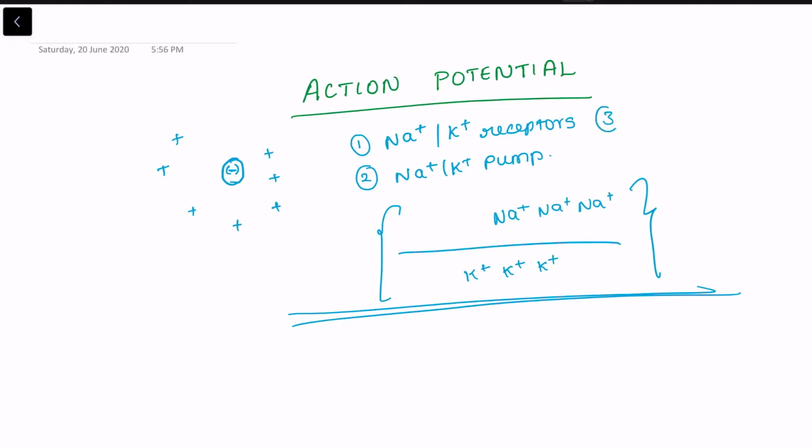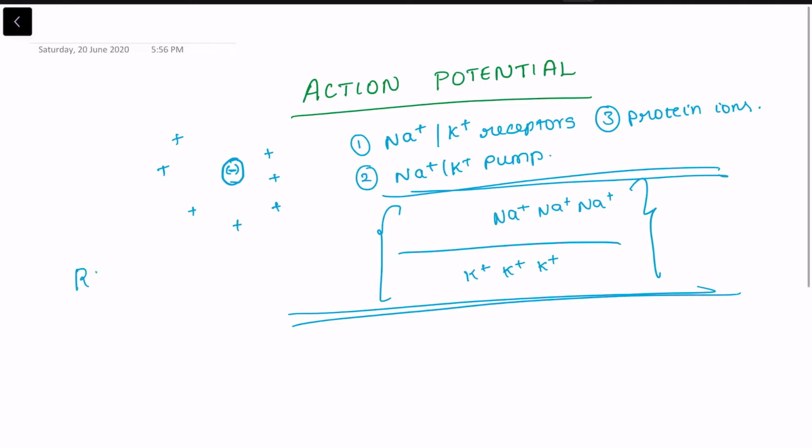The protein ions present inside are negatively charged, and the size of the protein ions is really large. So by all these three things, the intracellular region of the cell is maintained negatively charged during the resting state. This negativity inside the intracellular region and the positivity outside in the extracellular region is called the resting membrane potential.